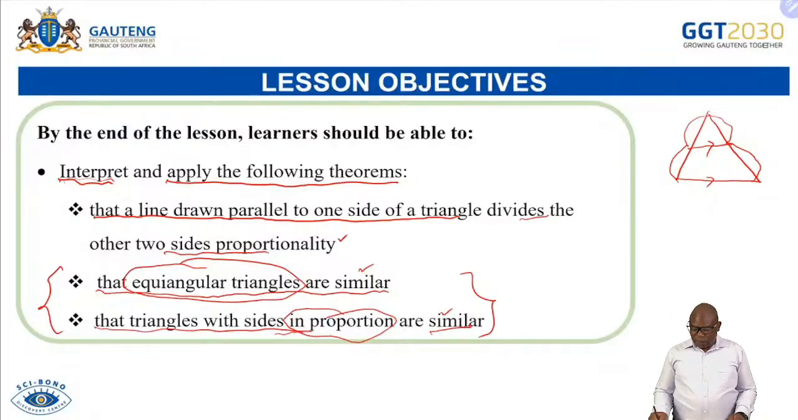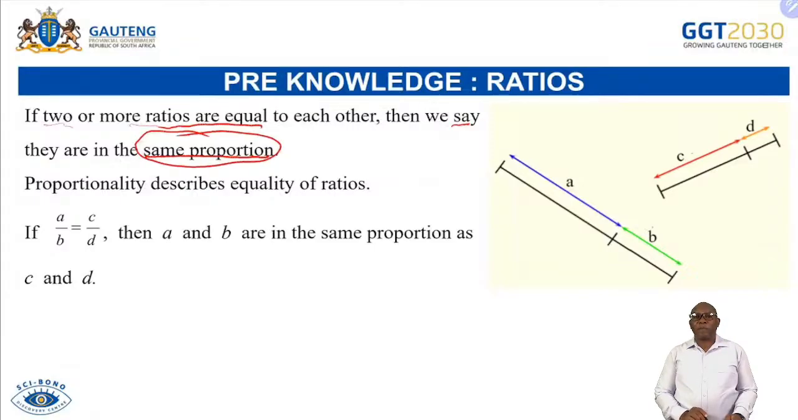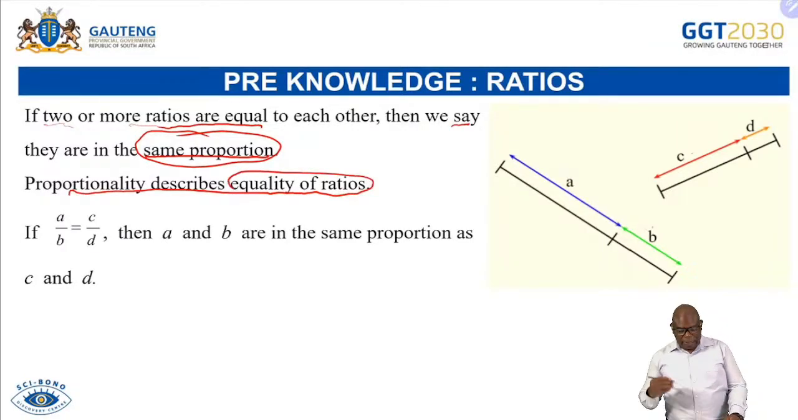All right. Now, let's look at the pre-knowledge on the ratios. Remember in grade 9, I think that's where you do your ratios. So if two or more ratios are equal to each other, then we say they are in the same proportion. We're going to use this terminology a lot today. Proportionality describes equality of the ratios. So if the ratios are equal, then we say they are in the same proportion.